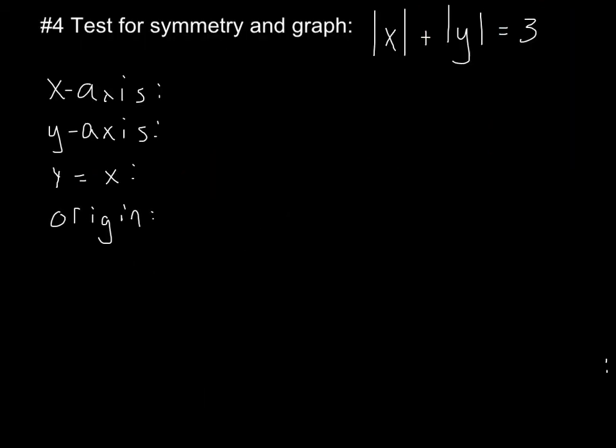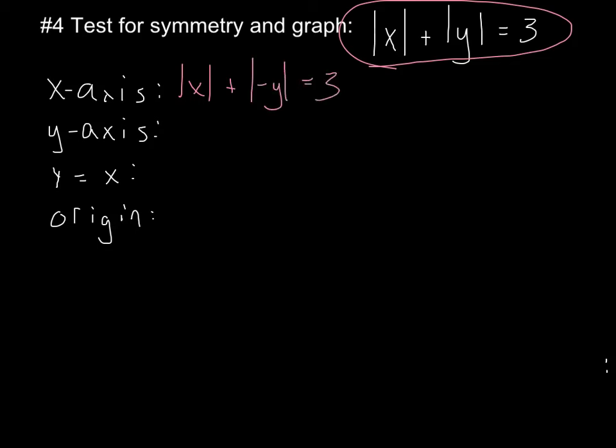Okay, this is the last example I want you to do. I want you to test this equation. It's a crazy equation for symmetry in all four places. Okay? So the original equation is absolute value of x plus absolute value of y equals 3. So for the x-axis, I'll leave x alone, but replace y with negative y.